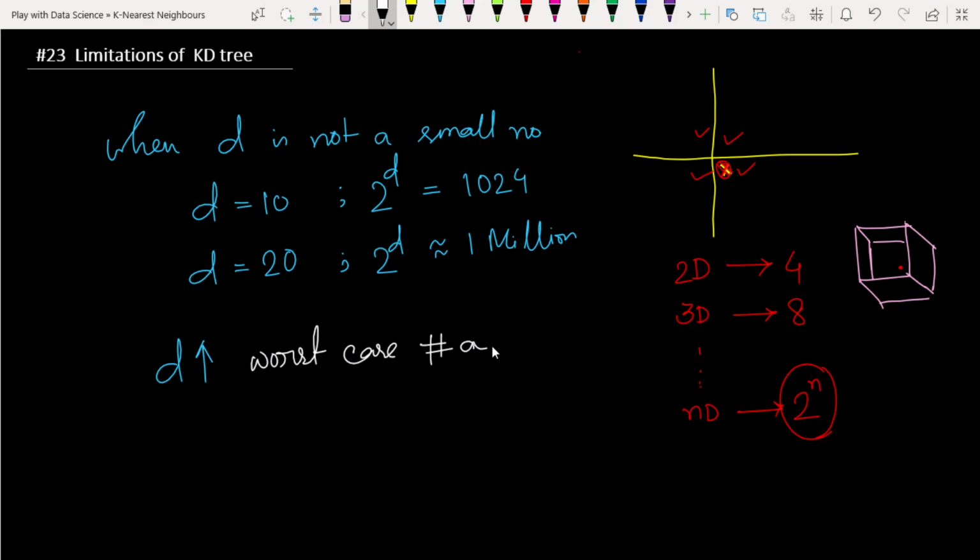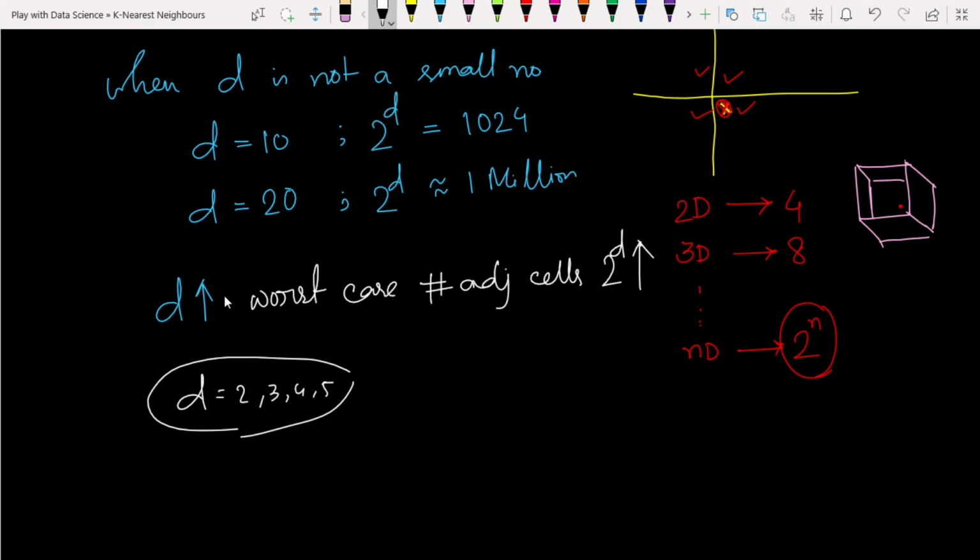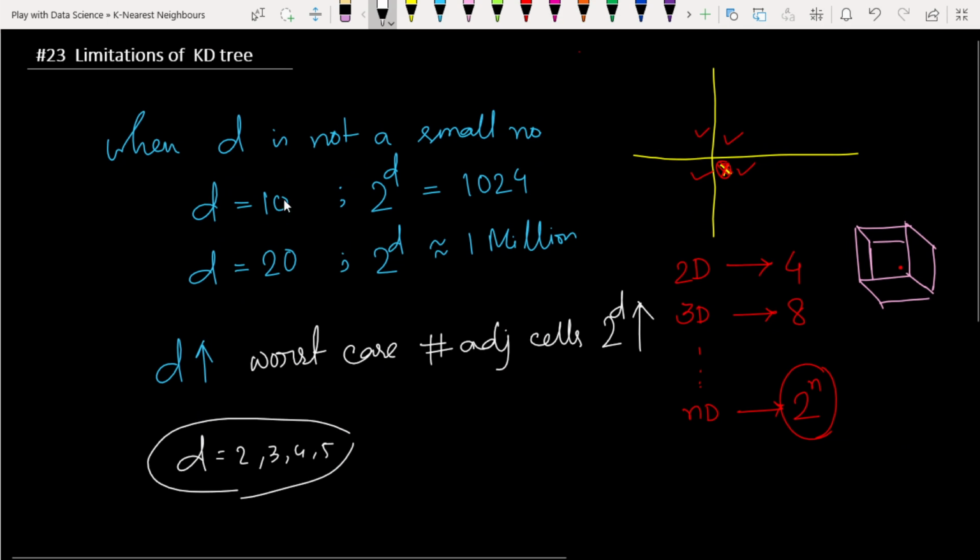In the worst case, the number of adjoint cells increases as 2 to the power D. This is a huge number, 1 million. If D is 2, 3, 4, 5, it's okay, we can consider that. But if you consider a middle number like 10, then you can see how much the adjacent cells increase, and how many comparisons we have to make in the worst case. This is not a good sign for this KD tree.